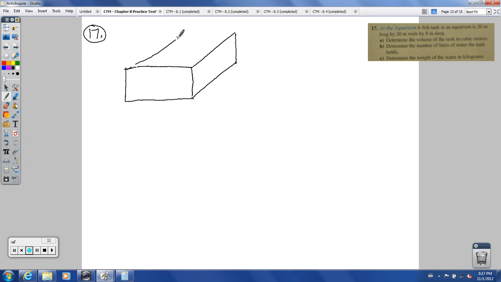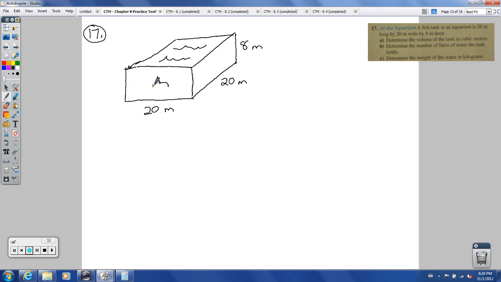And I'll give it some labels here. Definitely not my most artistic work right there, but I think we get the point. This is 20 meters, this is 20 meters this way, this is 8 meters deep. So I'm saying there's water in here, and so there's some fish in here maybe.